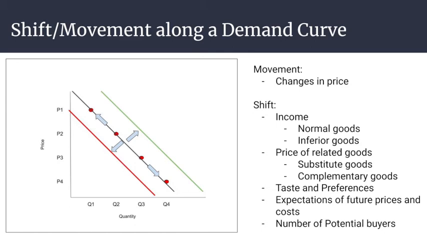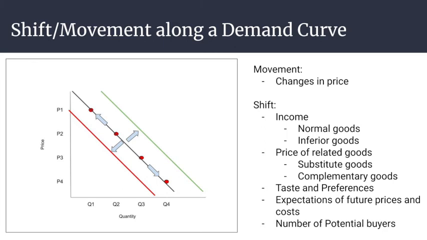Another example is expectation of future prices and costs. Whether consumers are expecting rising prices in the future, they're more likely to decrease overall spending. The quantity demanded is going to decrease, and therefore the shift is going to be inwards or downwards. Whether the prices are going to decrease in the future, consumers will be interested in buying more of the particular product, so the curve is going to shift to the right.